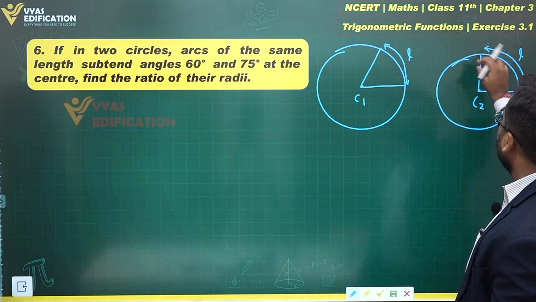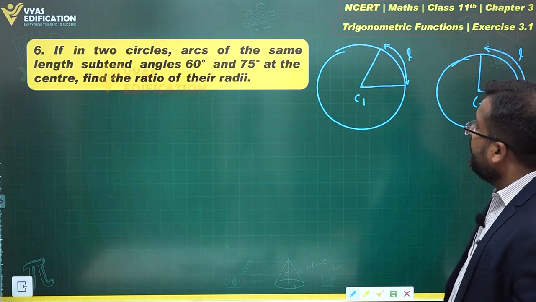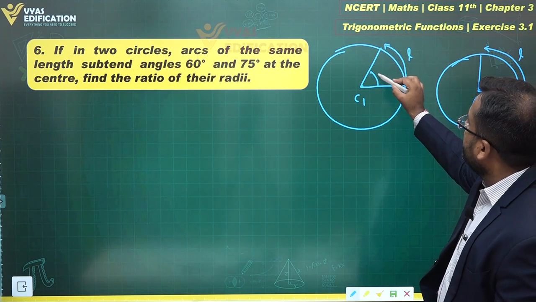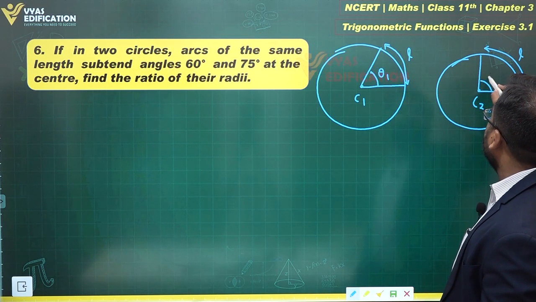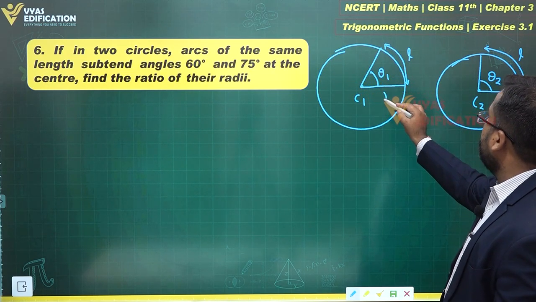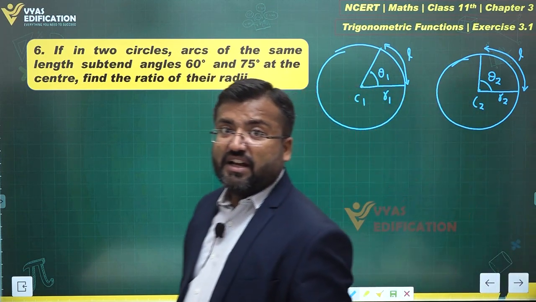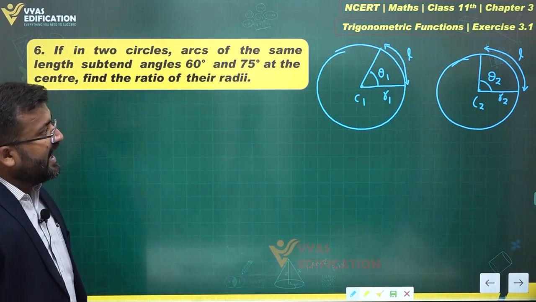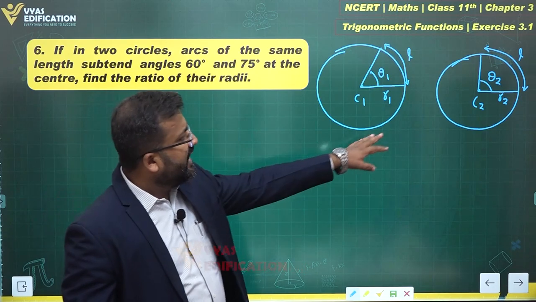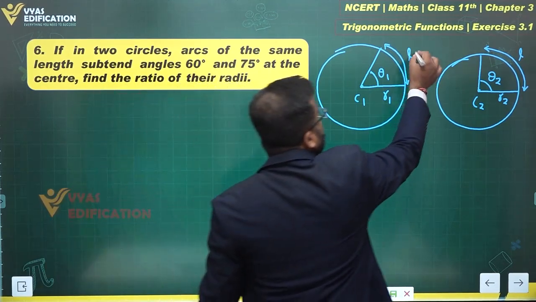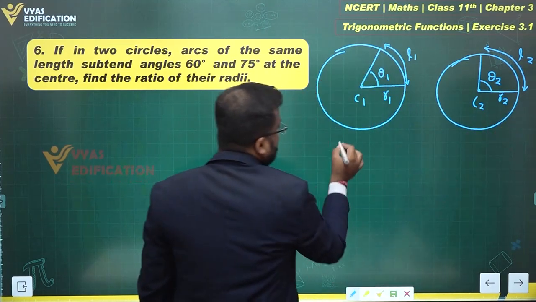This is smaller circle, so a bigger angle would be formed over here for obtaining the same arc length, right? This angle would be theta 1, this angle would be theta 2. Let's call this radius 1, let's call this radius 2, right? That's a diagram of the circle. This arc length would have been L1, that would have been L2, but it is given that L1 equals L2.